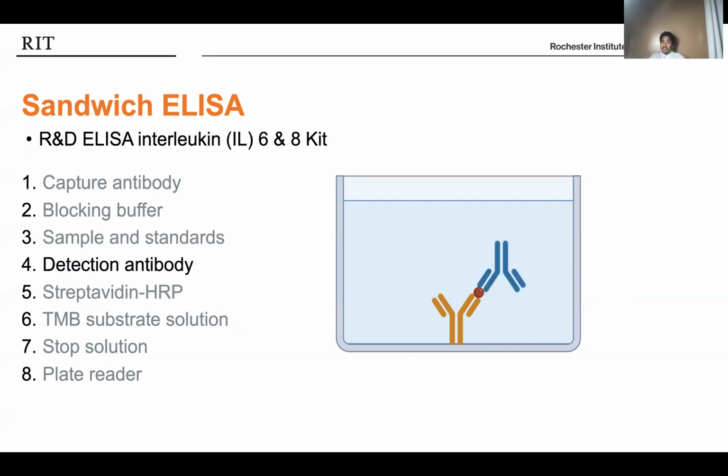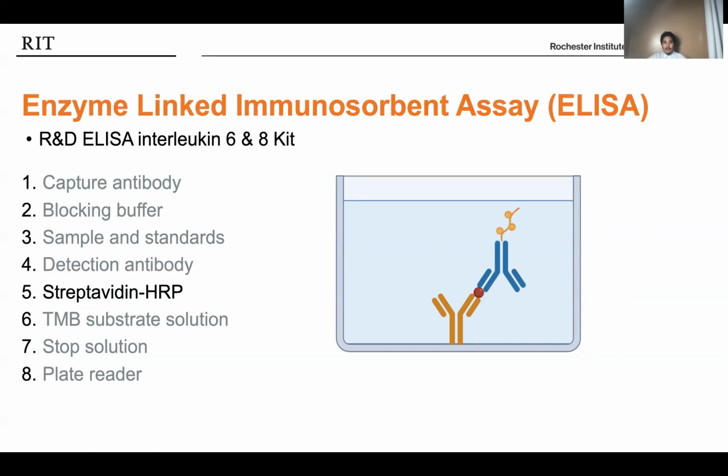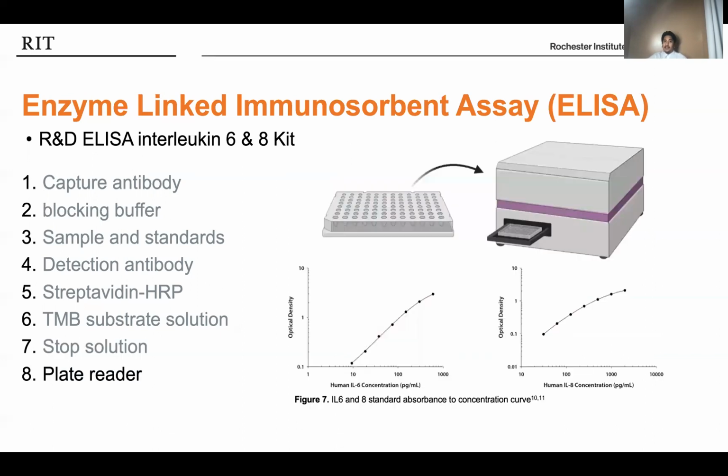The detection antibody can then bind to the interleukin, which allows strep HRP to bind. So when we add our TMB substrate, a colorimetric reaction occurs as it interacts with the strep HRP. Next, we add a stop solution, which stops this colorimetric reaction. And finally, we can bring this plate and measure its absorbance and compare it to the absorbance of the samples to interpolate the unknown concentration based on our standard curve.